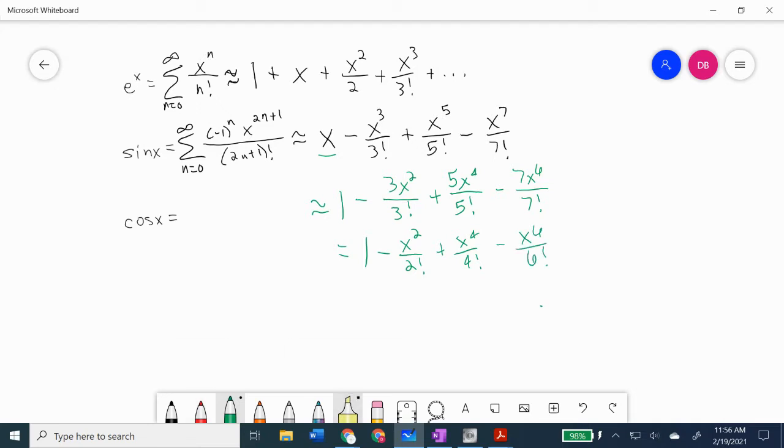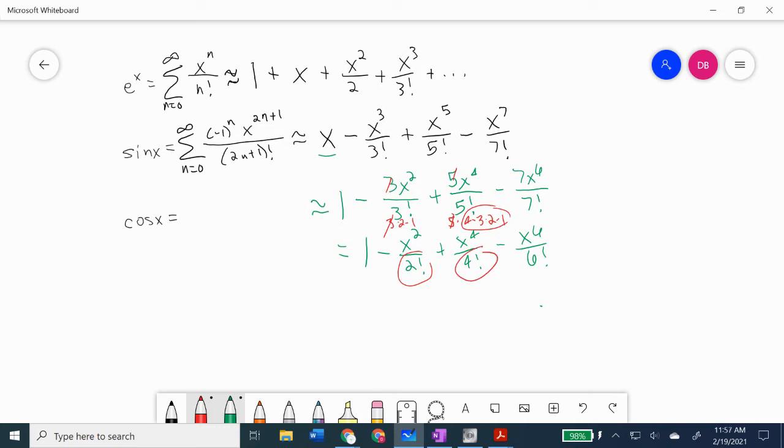And just to make sure you are clear, 3 factorial is 3 times 2 times 1, so that simplifies to 2 factorial. 5 factorial is 5 times 4 times 3 times 2 times 1, which simplifies to 4 factorial, and so on.